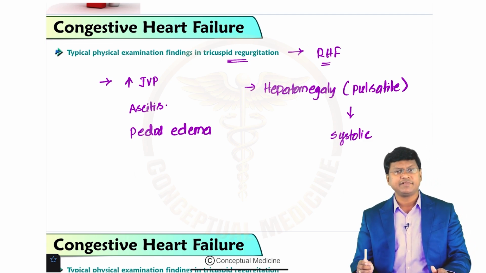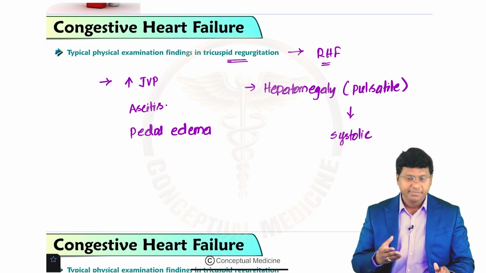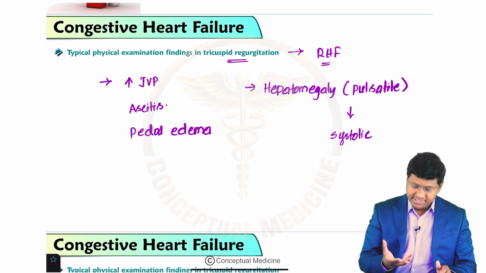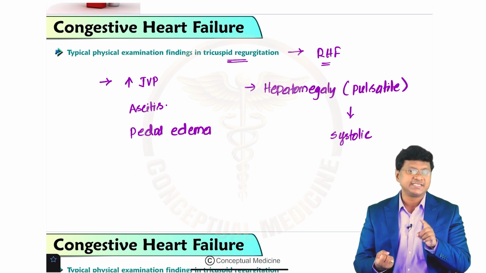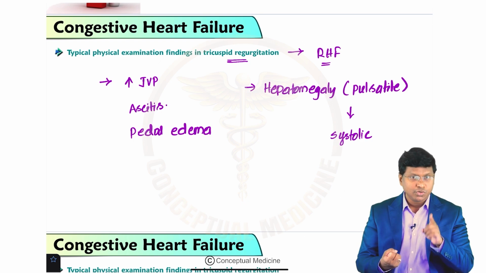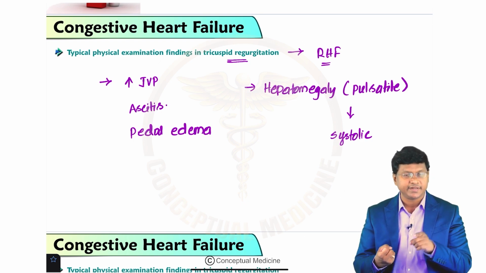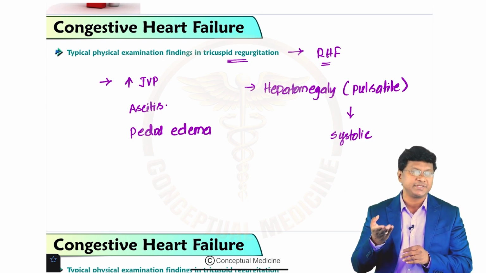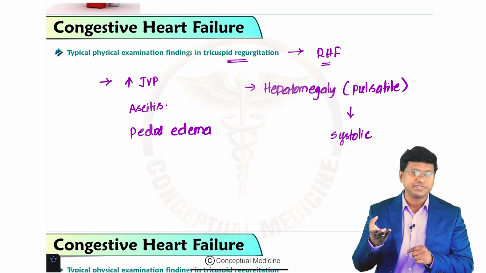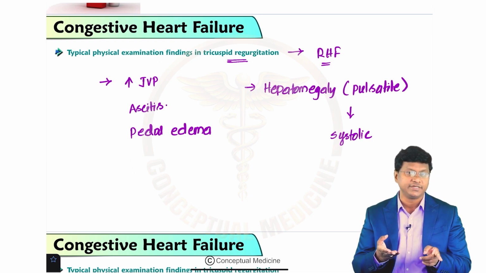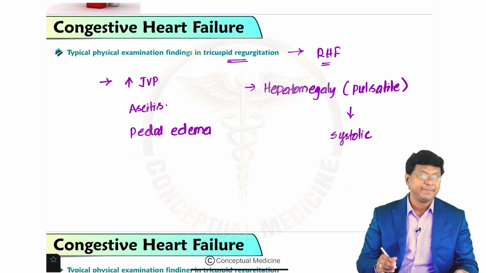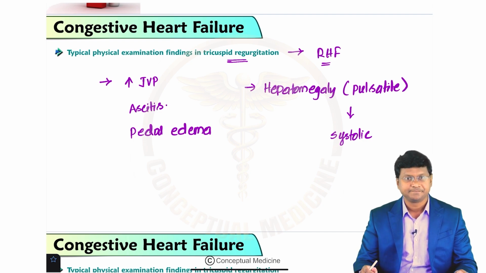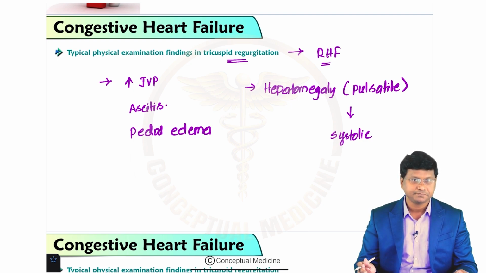So why do they have systolic pulsations within the liver? Because in tricuspid regurgitation, the blood from the right ventricle enters the right atrium during the systole of the right ventricle. So during right ventricular systole, the pressure within the right atrium is increasing. And that increased pressure within the right atrium reflects back onto the liver, resulting in systolic pulsations within the liver. So they will have hepatomegaly with a pulsatile liver, right? So there will be an enlarged tender liver with systolic pulsations.